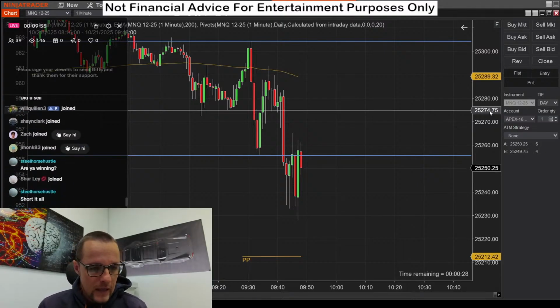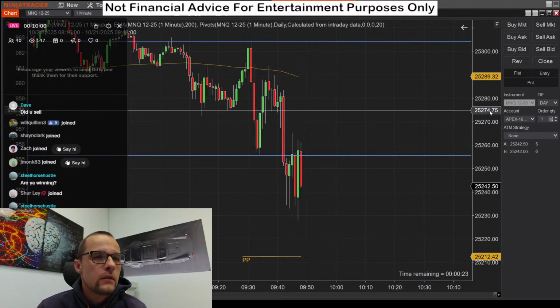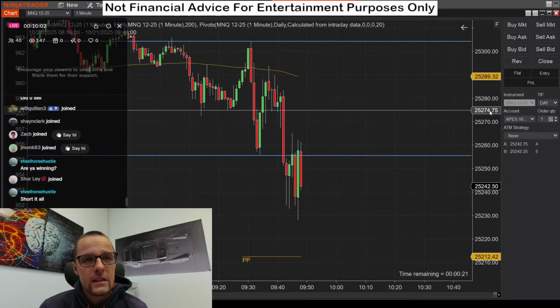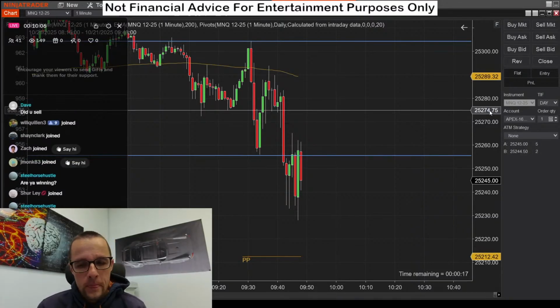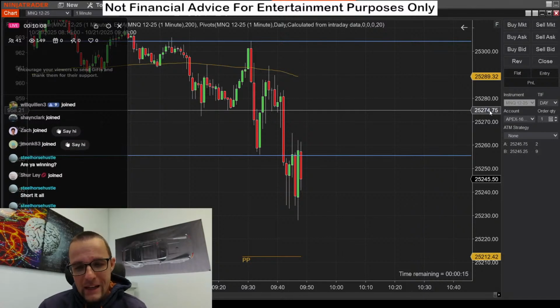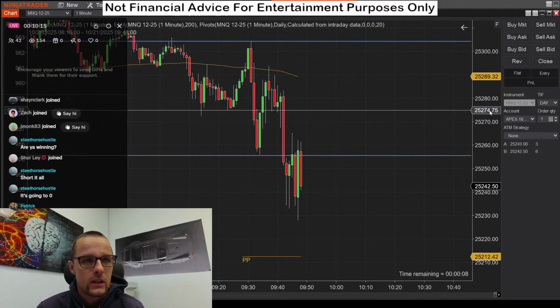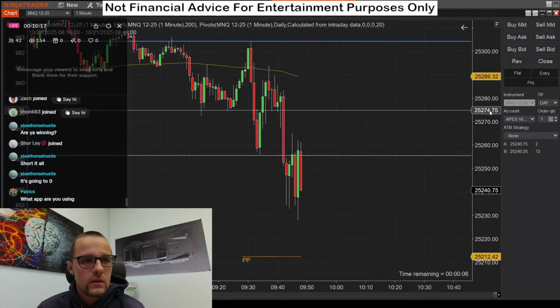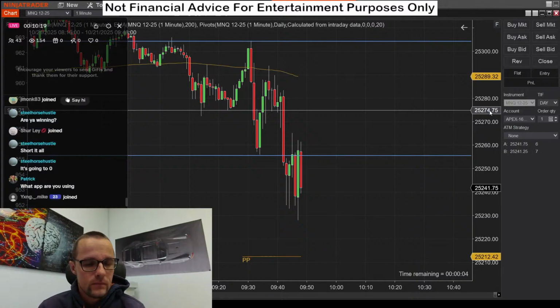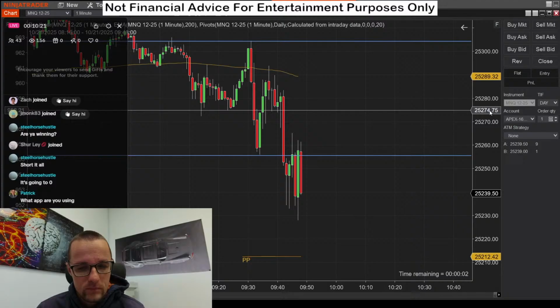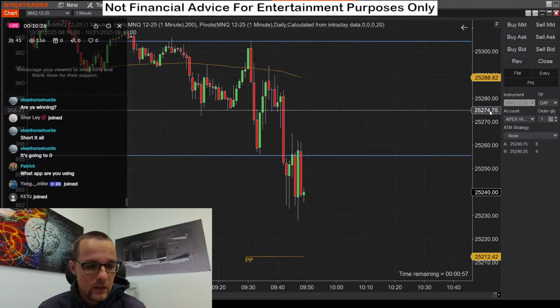Short it all? Nah. I mean, this is a critical area right here. Either we push back into this 5-minute range and start pushing up, or if we can't hold this area to push back up, we're going to start selling off. So it's a pretty critical area here, depending on what happens here.